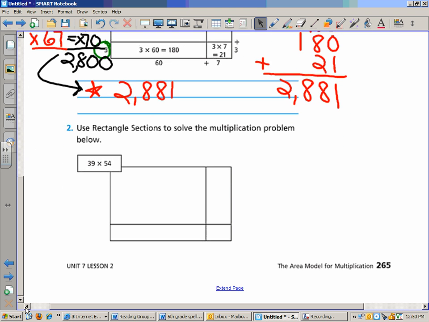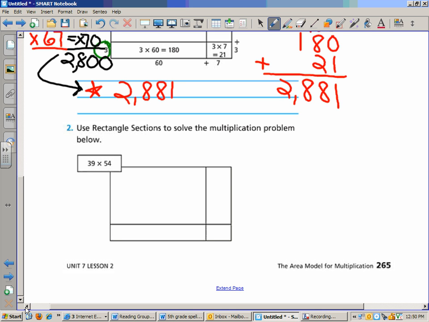All right, so here we have one that's not done for us, so let's do it together using the area model or rectangle sections to solve the multiplication problem below. 39 times 54. Really, when you're drawing the picture, it doesn't matter which way you put it. If you put the 39 on the left and the 54 on top, or vice versa, you have that area model for you.